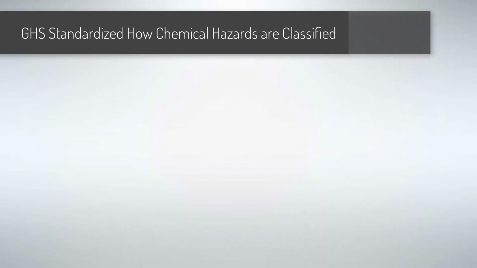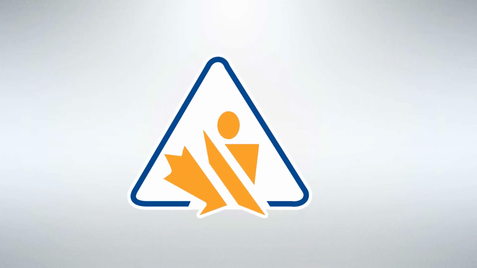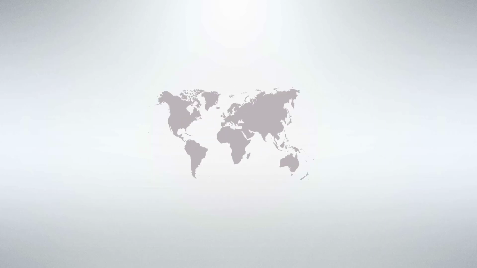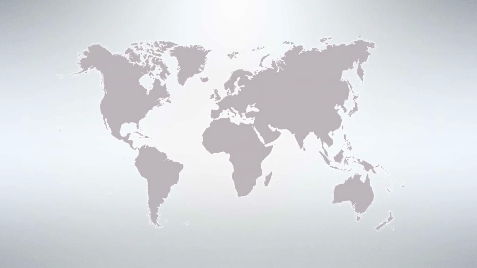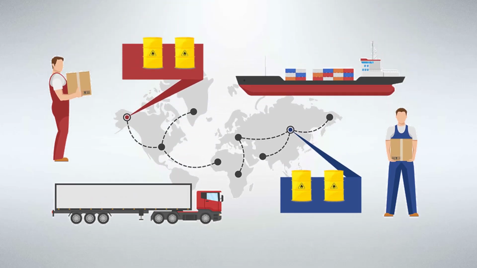GHS standardizes how chemical hazards are classified and how the health and safety information associated with hazardous products is communicated. So basically, the same thing that WHMIS was created for, except GHS is meant to standardize this on a global scale. Makes perfect sense considering how much importing and exporting is happening these days.